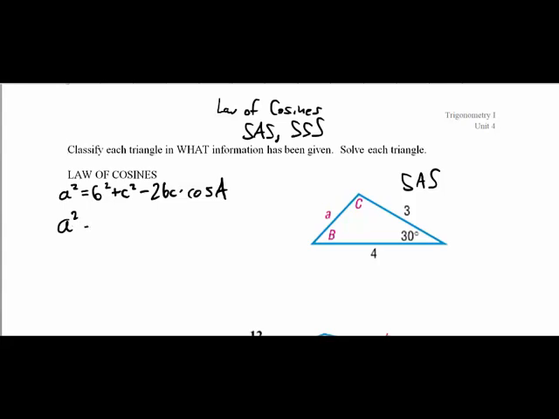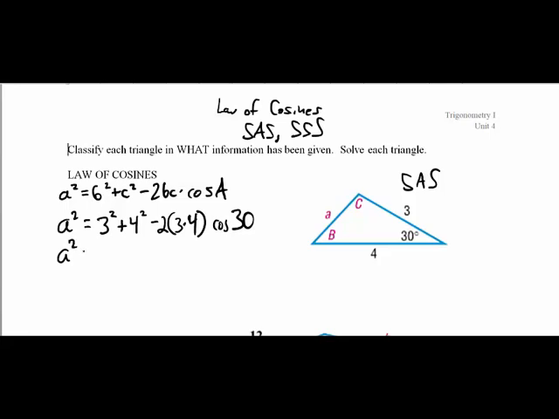Well, I don't know my missing side, but I do literally know everything else. b squared is the side 3. c squared is the side 4, minus 2 times 3 times 4, times the cosine of 30 degrees. Please make sure your calculator is in degree mode. If it is in radian mode, then you would be telling the calculator you need 30 radians, and each radian is about 57 degrees, so that's not what you're needing here.